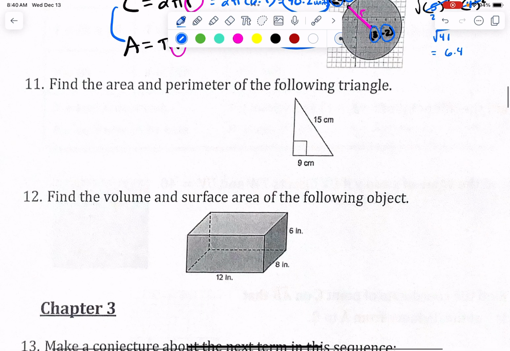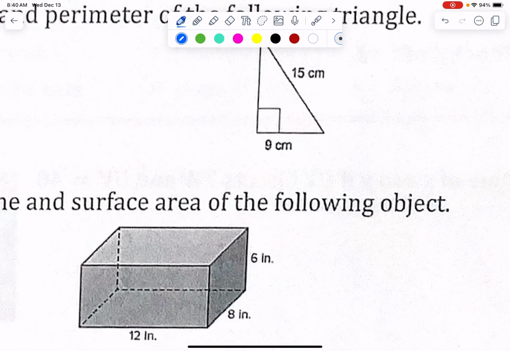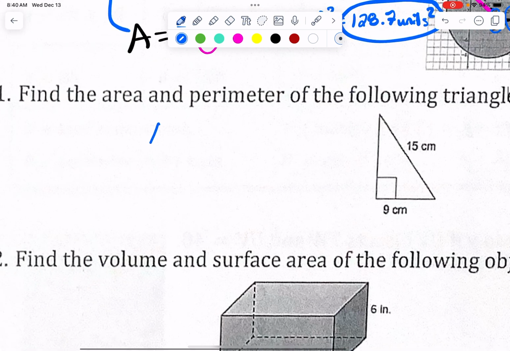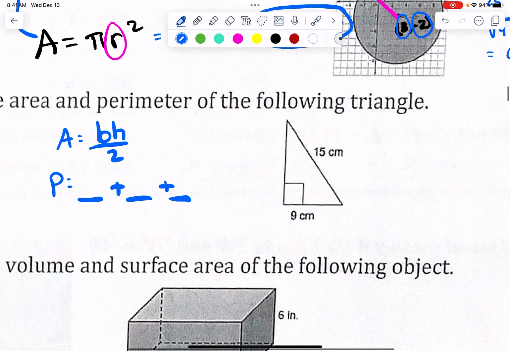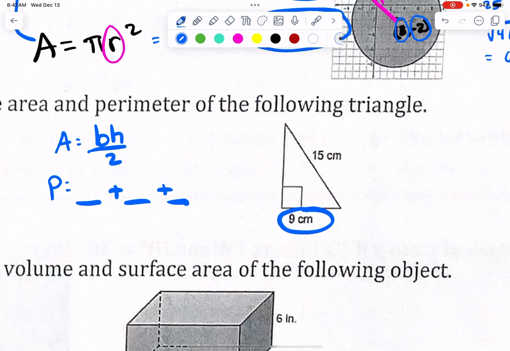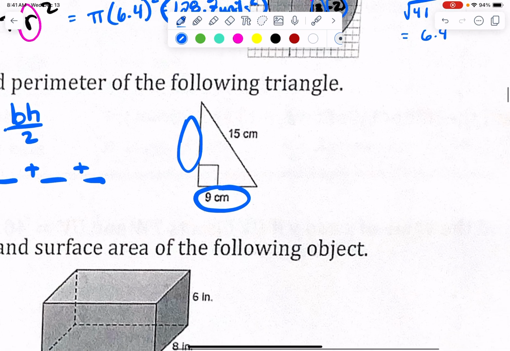All right, 11, we're getting closer. Find the area and the perimeter. Area of a triangle is base times height divided by 2, or 1/2 base times height, however you want to say it. Perimeter is just adding all 3 sides together. Okay, so I need the base, which is this guy, and the height, which is this guy, and I don't know that. So this is the tricky part to this.